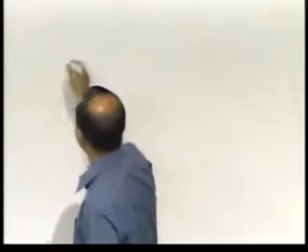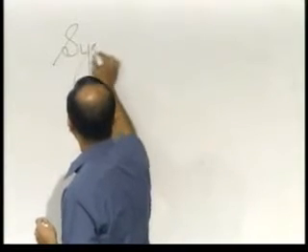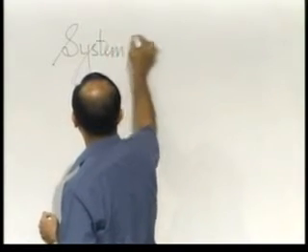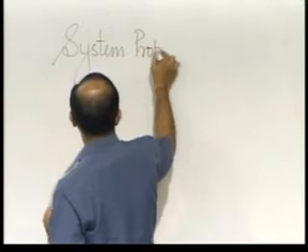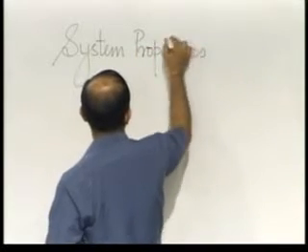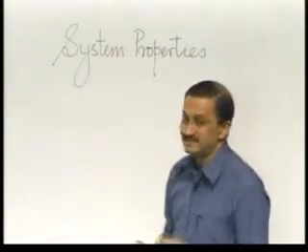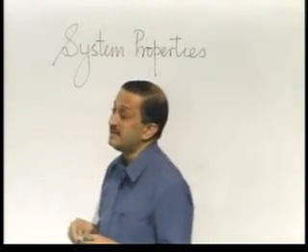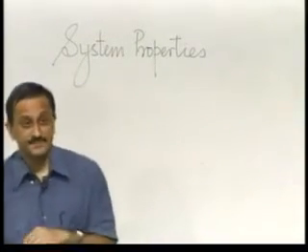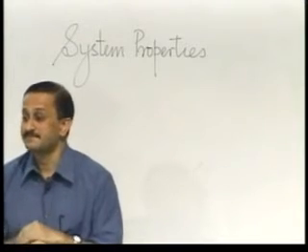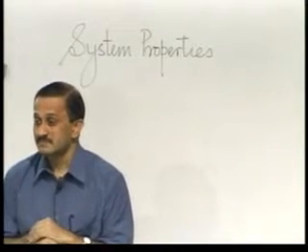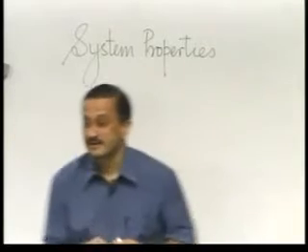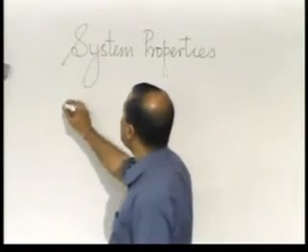All right. Now, with an explicitly described system, what is the next thing that we need to worry about? We need to worry about system properties. And what can system properties be like? And what do we mean by a system property? Let's take an example. We'll first begin with the property of memory.